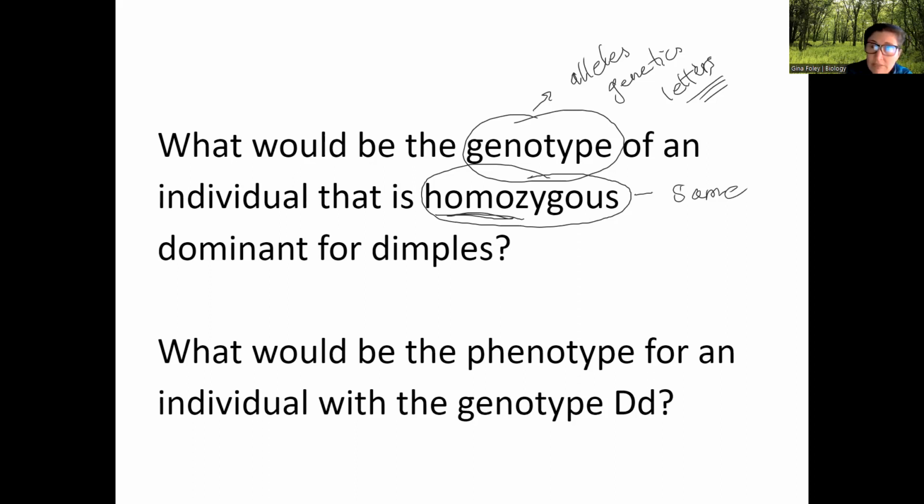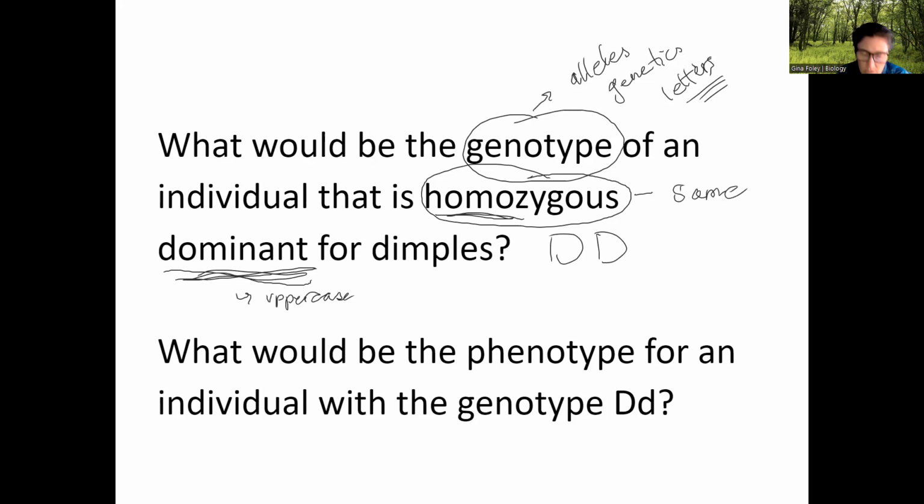The next word here says dominant, and that is important. That makes me realize that they're both going to be uppercase, dominant letters. So homozygous means same, and dominant means, well, the way we denote it is with the uppercase. That tells me that this is going to be big D. Genotype for homozygous dominant, big D.